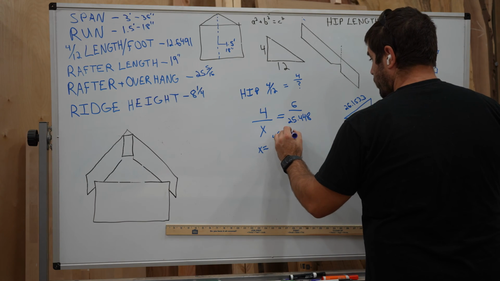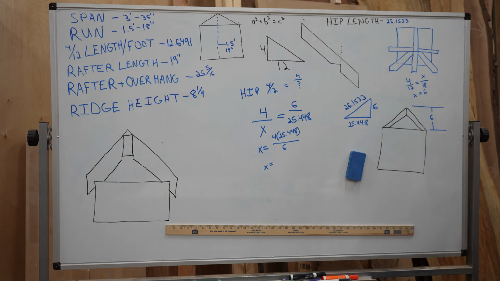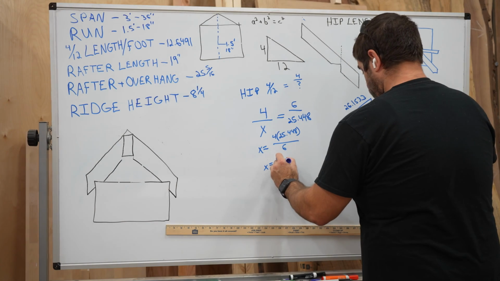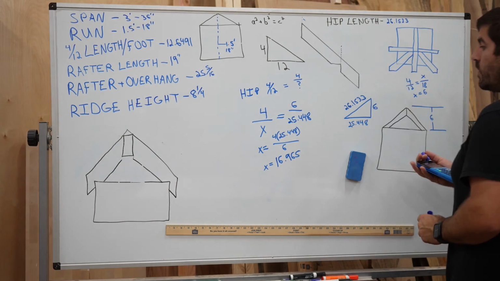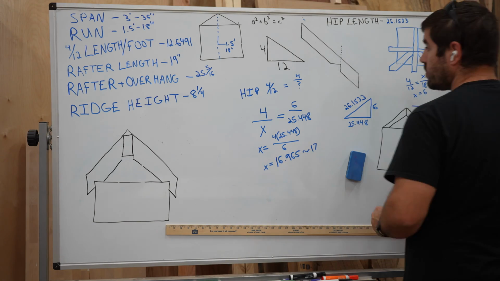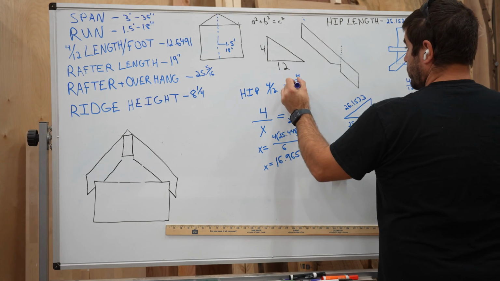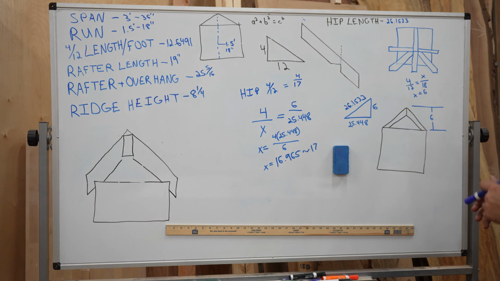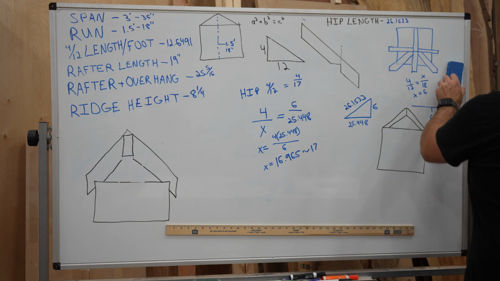So x is equal to the product of 4 and 25.4 divided by 6, which is 16.97. In the framing world, we round that up to 17. So our rise and run for a 4/12 slope on the hip is 4 over 17. These are the values we will use on our framing square.